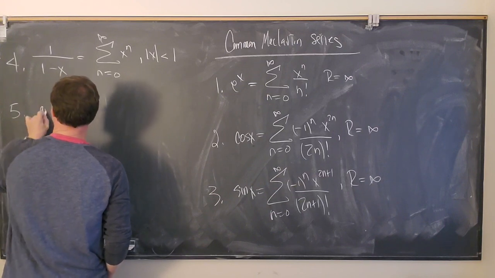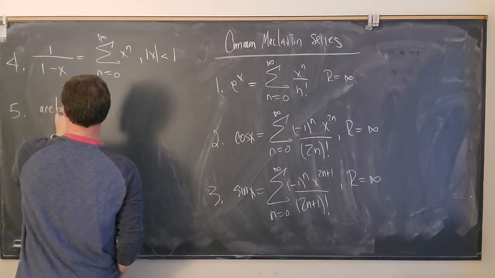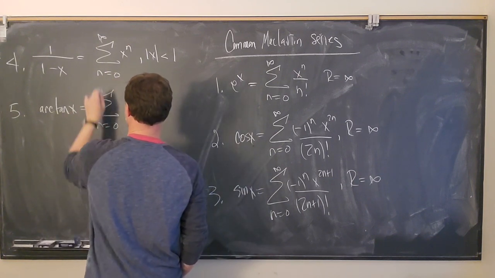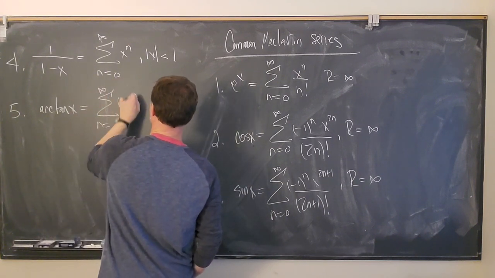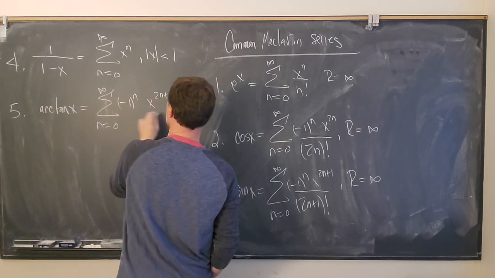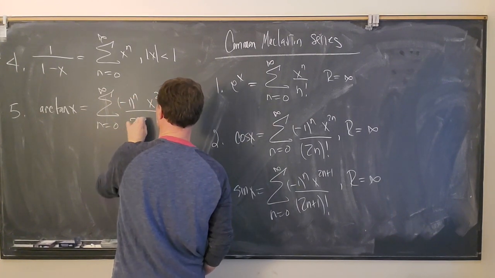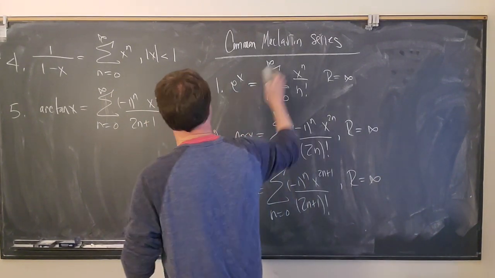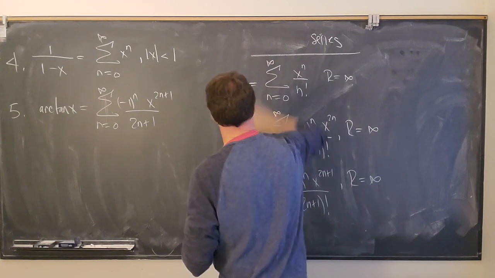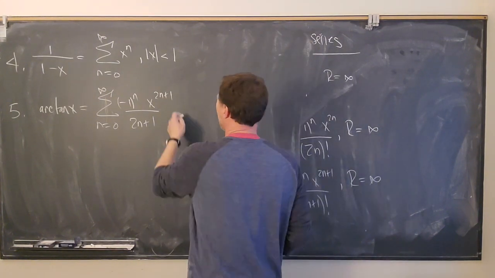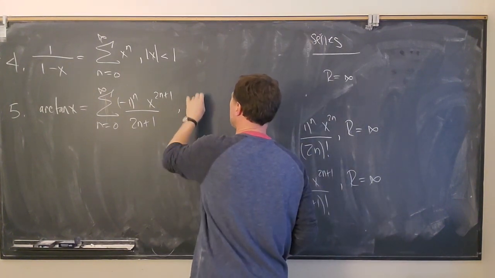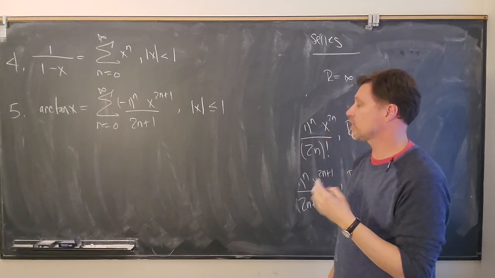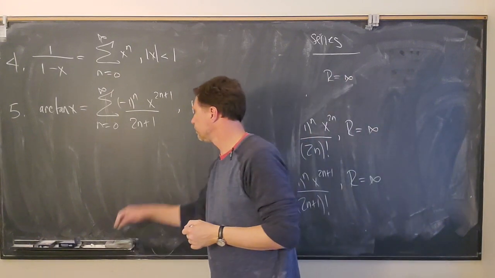So arctan of x equals its Maclaurin series, sum n equals 0 to infinity, minus 1 to the n, x to the 2n plus 1, over 2n plus 1. Also has a radius of convergence of 1, and it turns out that it converges at its endpoints also. So it doesn't really matter, but it is true that I can put a less than or equal to here and I still get equality. Right? It converges at both the left and right endpoints.